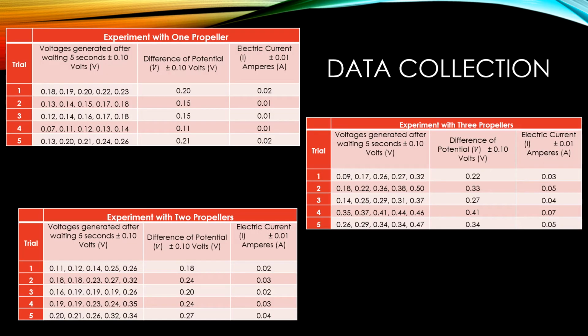Well, in order to collect the data, what I have to do is first turn on the dryer or the fan. Then after waiting 5 seconds, I have to start taking notes about the voltages and the electric current of the propeller. In this case, I did 5 trials per propeller and I did it with 3 different propellers. So I did 15 trials. And this is what I obtained. Also, the uncertainties were from the device in which I measured my voltages and my electric current.